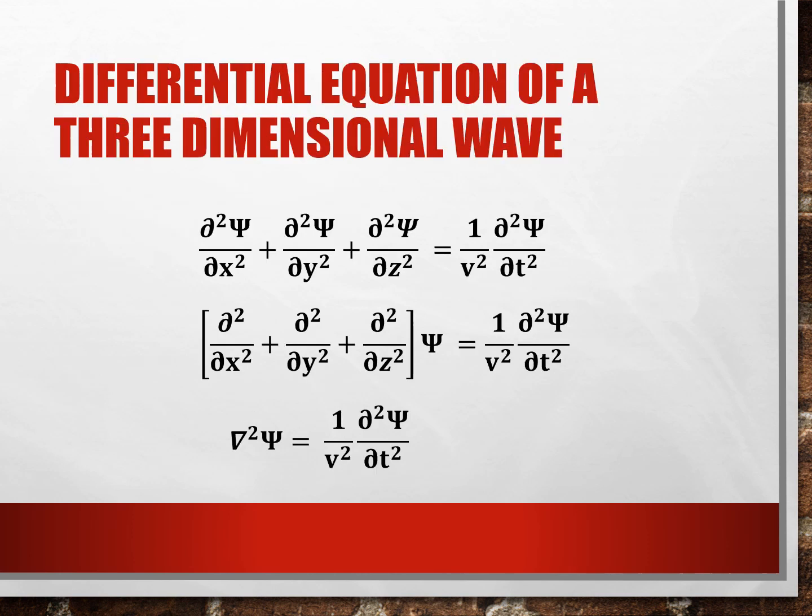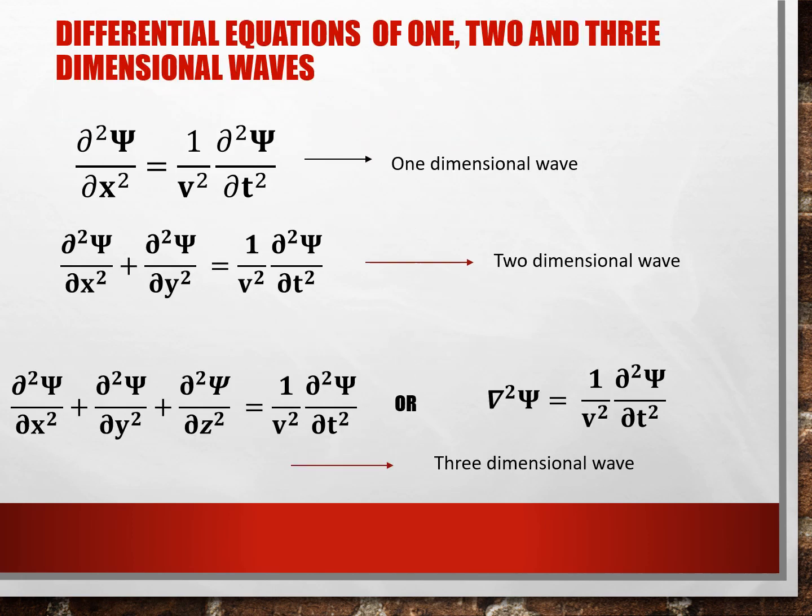Differential equation of a three-dimensional wave can be represented in a more concise form if we use the Laplacian operator del square. That is, if you take psi as common factor from the left-hand side of the equation, you can write it as del square psi is equal to 1 by v square into ∂²ψ/∂t². So these are the differential equations of 1, 2 and 3-dimensional waves.